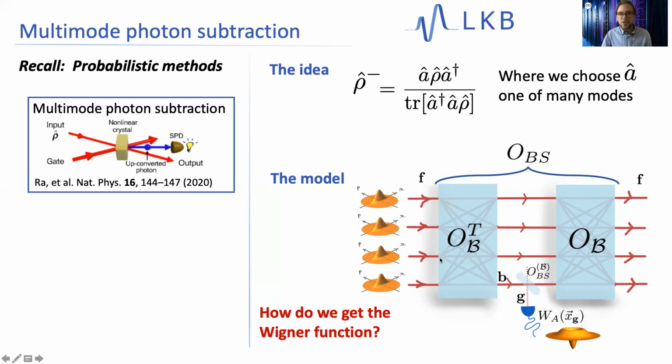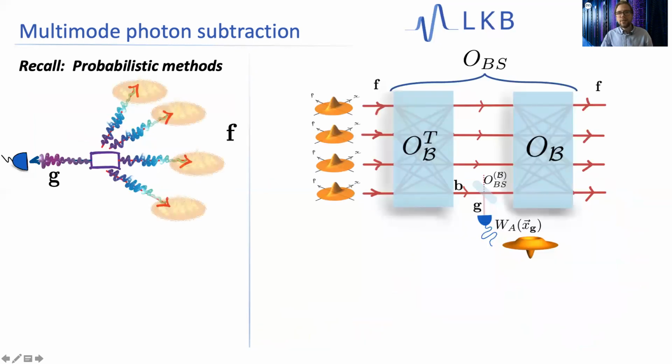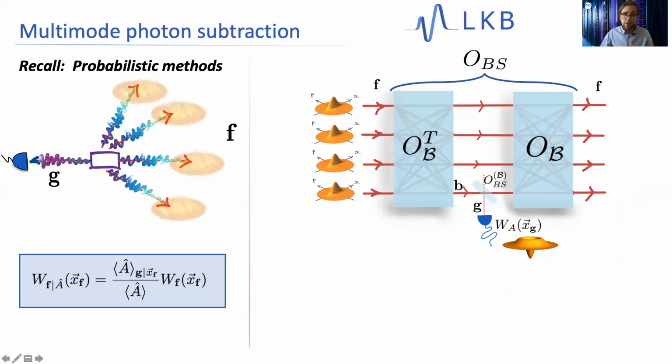Now, what I want to understand is what is the Wigner function that I obtain here at the output for the modes F. It turns out that this is very similar to what we have discussed before in this general framework of conditional states, in the sense that these modes F here are going to be the modes that I have here. The mode G here is going to be the little mode G that I have here, and I'm going to apply exactly this framework. I'm going to apply this formula where my WA is going to be the Wigner function of a Fock state, because I'm doing a projective measurement on a single photon state.